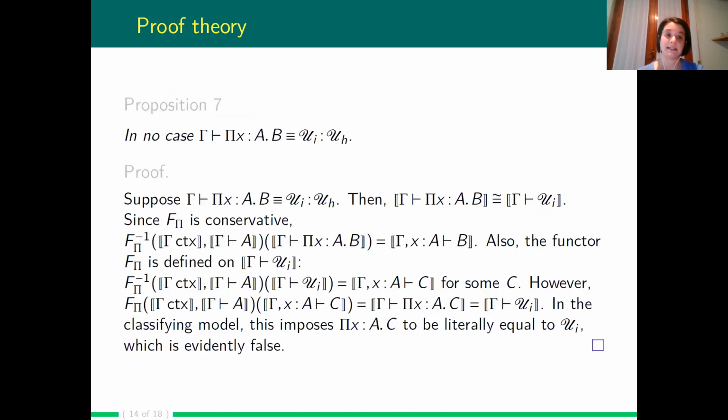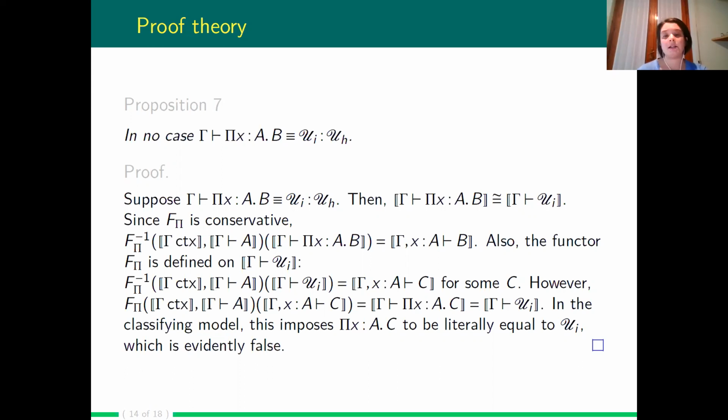The second result is that in no case a universe is judgmentally equal to a product type. So suppose by contradiction that it is. Then the two interpretations of the terms in context are isomorphic. But again, F pi is conservative. And so computing its inverse to the interpretation of the dependent product, we obtain the interpretation of B in the context gamma, x of type A.